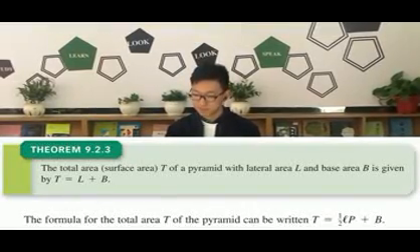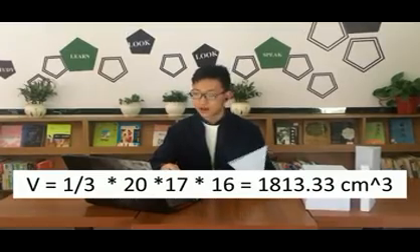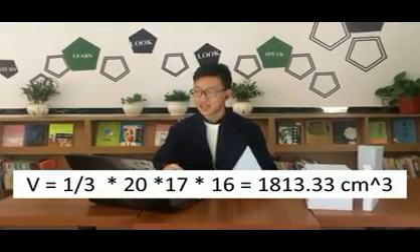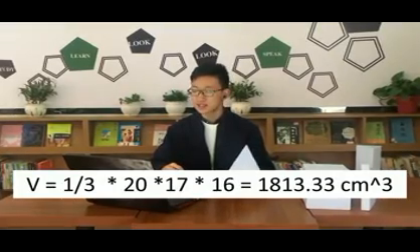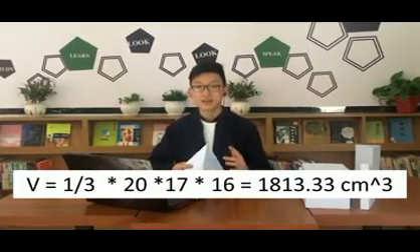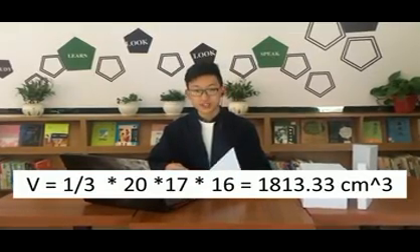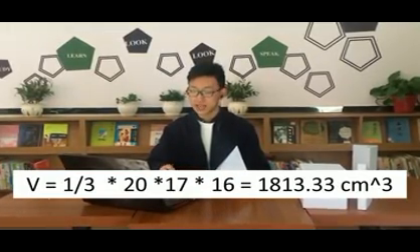plus B. Then the volume V of a pyramid having a base area B and an altitude of length H is given by V equals 1/3 times B times H.